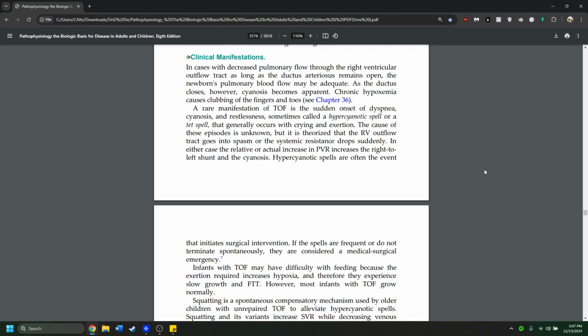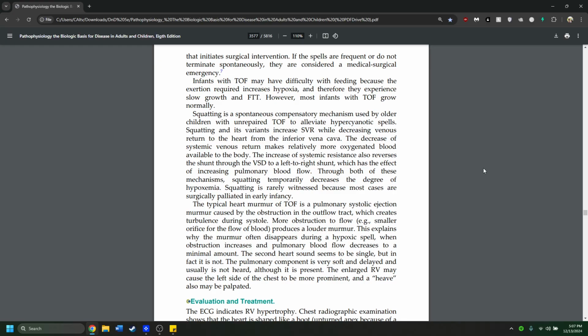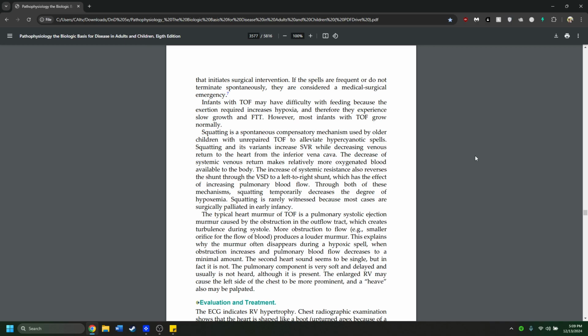Hypercyanotic spells are often the events that initiate surgical intervention. If the spells are frequent and do not terminate spontaneously, they are considered a medical surgical emergency. So, infants with the tetralogy of Fallot may have difficulty with feeding because the exertion requires increased oxygen, causing hypoxia, and therefore they experience slow growth and failure to thrive. However, most infants with the tetralogy of Fallot grow normally.